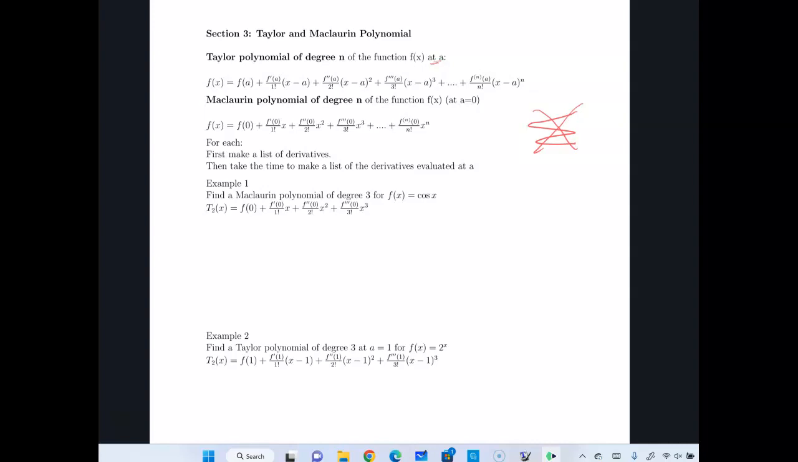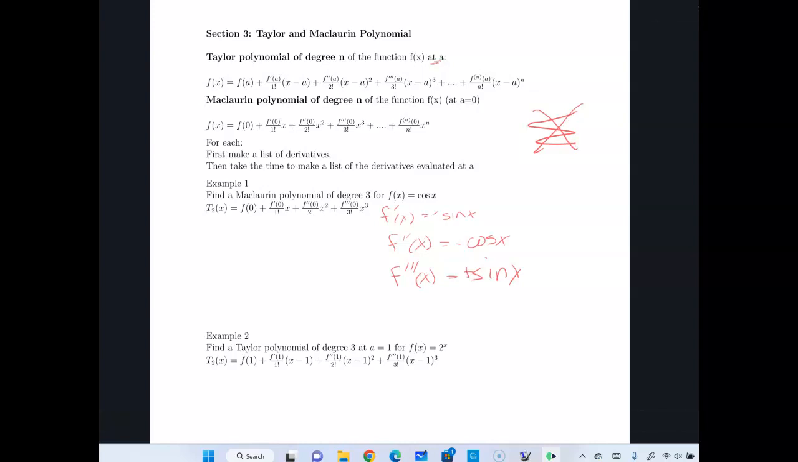We still have to make the list of derivatives and plug in the a. So let's go find the derivative. I get negative sine of x, second derivative negative cosine of x, and then the third derivative would be negative sine of x. Let me see if I did that right. Cosine is negative sine, and then the negative carries, and that's going to be positive. I thought I made a mistake.